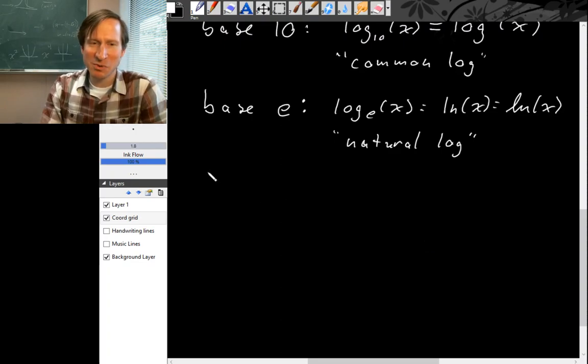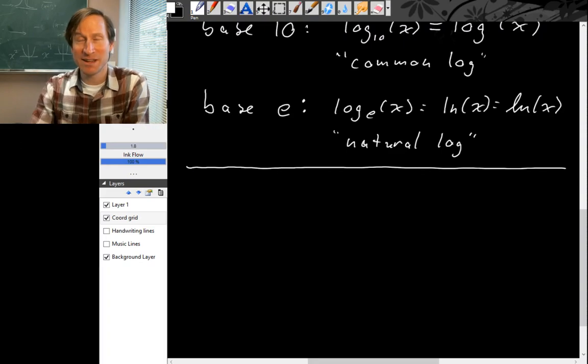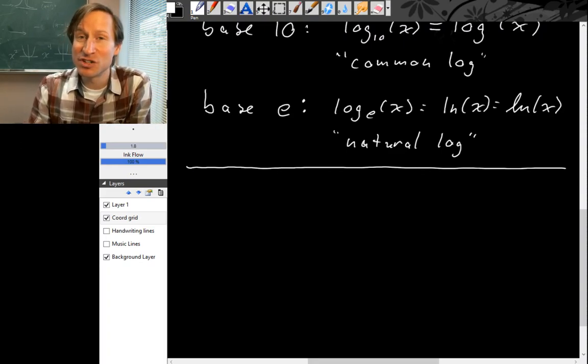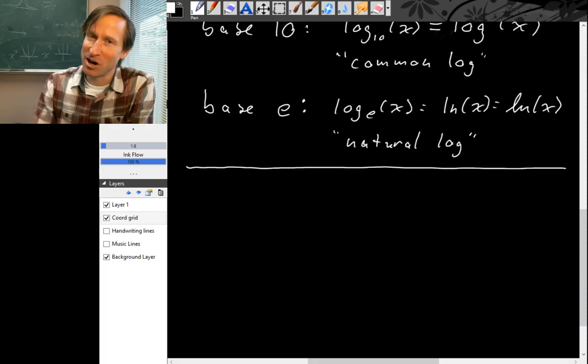All right, so to sum up where we're at, every exponential function, except base 1, has an inverse function. That inverse function is called logarithm for that base. There are two special logs, log base 10, which is called common log, and log base e, which is called natural log.